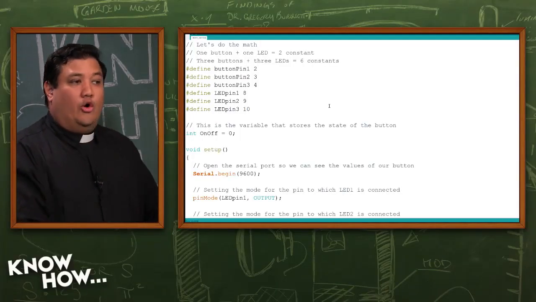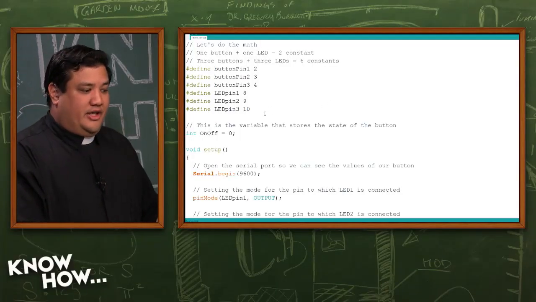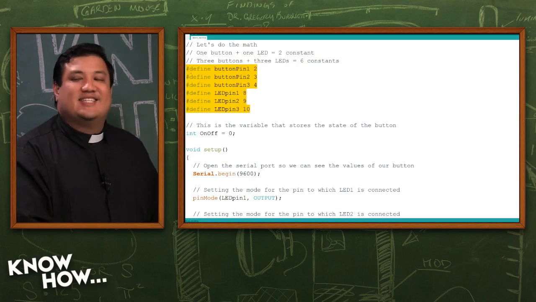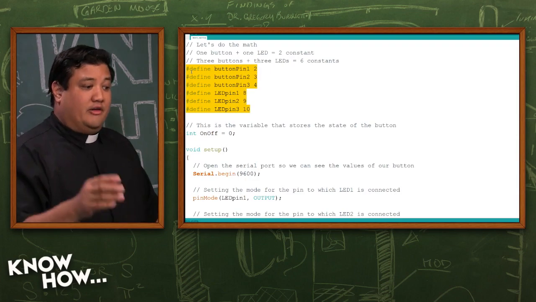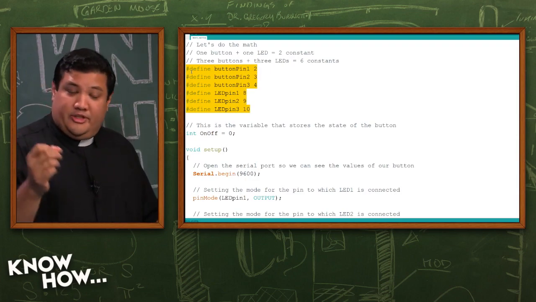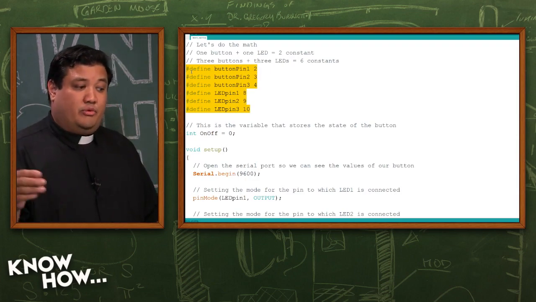So this is the ultimate piece of code. What I've done is, you may have noticed, there's now 6 defines, because I have to define 3 buttons and 3 LEDs. Okay, so I've got button pin 1 on port 2, button pin 2 is on port 3, button pin 3 is on port 4, and then LED pins are 8, 9, and 10.